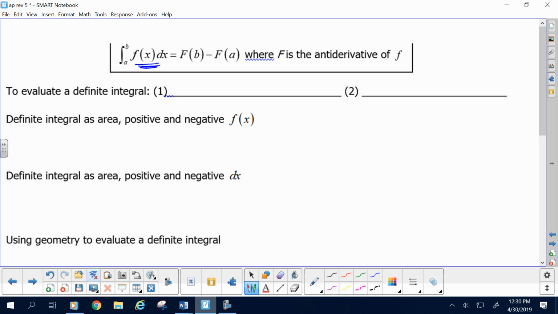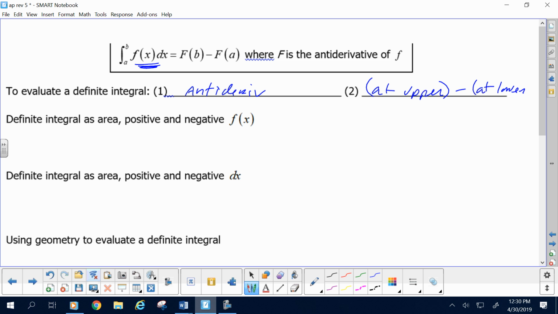Now, I know you've been doing this a million years, but just to remind you, to evaluate a definite integral, what are the two things you do? You integrate or take the antiderivative, and then you plug and chug at the upper minus at the lower.